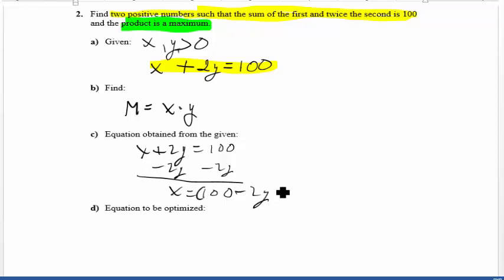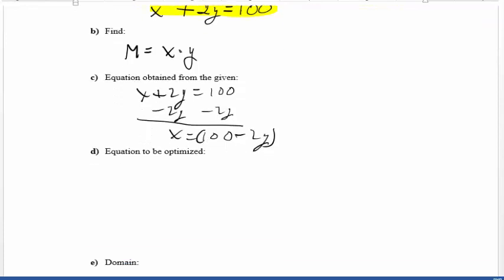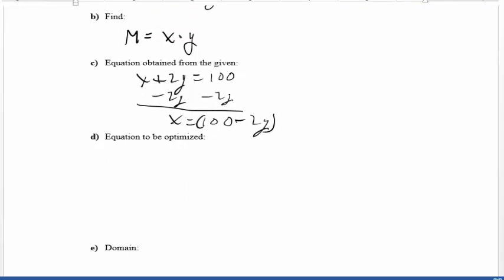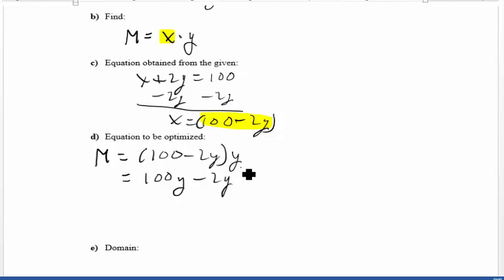Now we can take this 100 minus 2y and replace x in this product function. So the equation that we're going to maximize is x, which is now 100 minus 2y, times y. Now we only have one variable. And of course what we can do with this is distribute, so we would have 100y minus 2y squared.